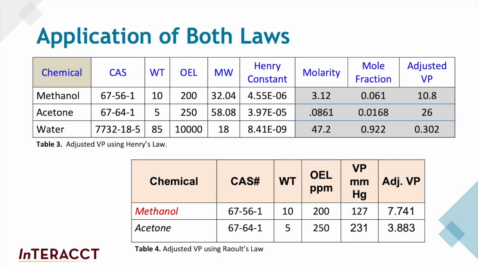For comparison, these tables show the same mixture that was used in example 2, showing the adjusted vapor pressure values based on Henry's law in the first table and Raoult's law in the second table. Remember that this is a dilute aqueous mixture with some interactions between the two solute constituents. As you can see, the predicted vapor pressures using Raoult's law are much lower than those predicted using Henry's law.